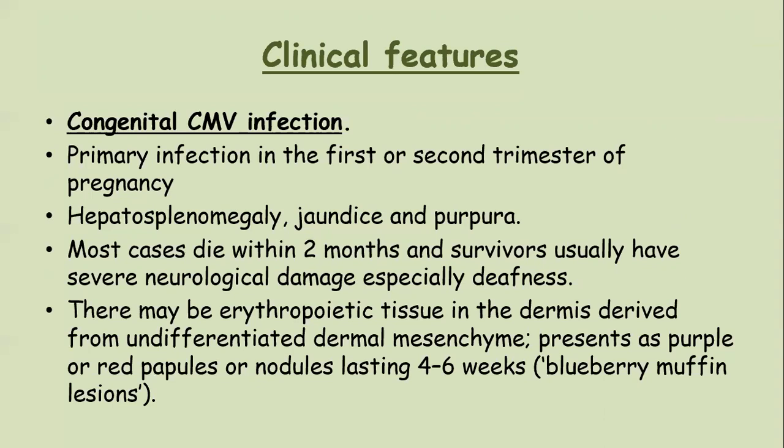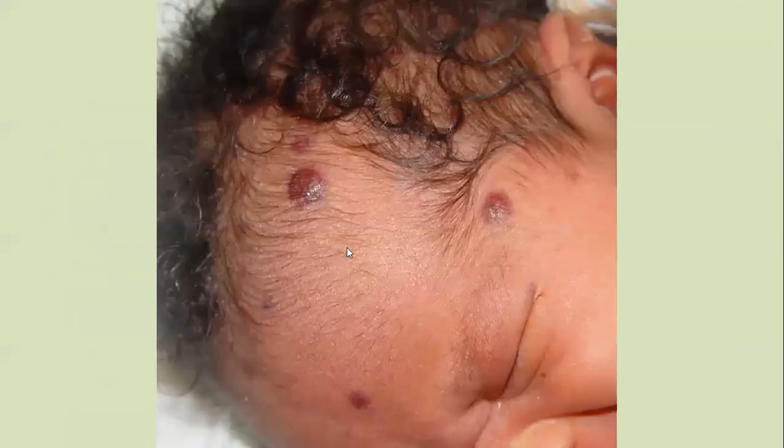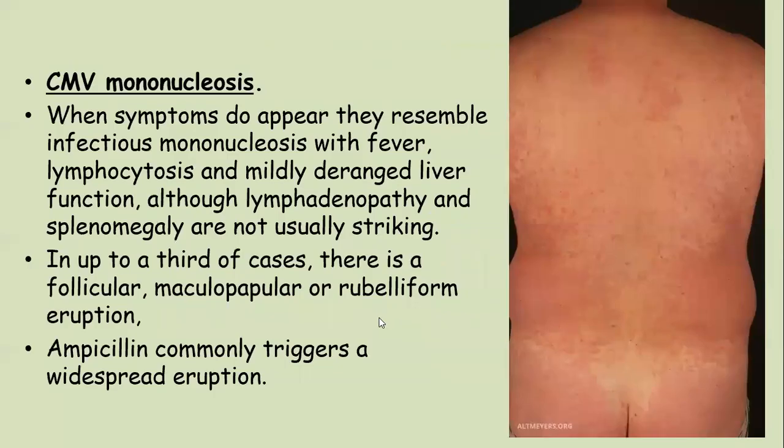There may be erythropoietic tissue in the dermis derived from undifferentiated dermal mesenchyme that presents as purple or red papules or nodules that last for 4 to 6 weeks. These lesions are called blueberry muffin lesions. These are the blueberry muffin lesions.